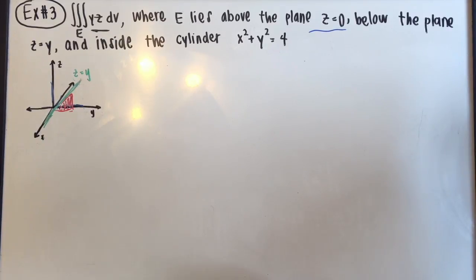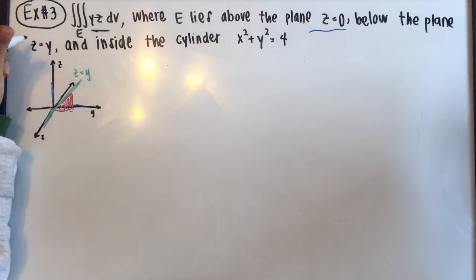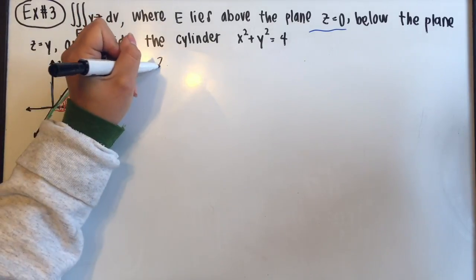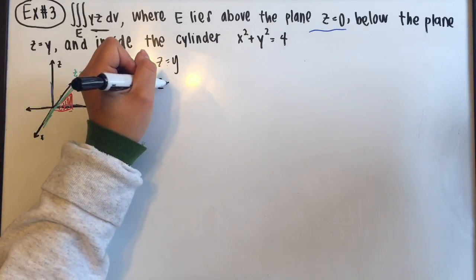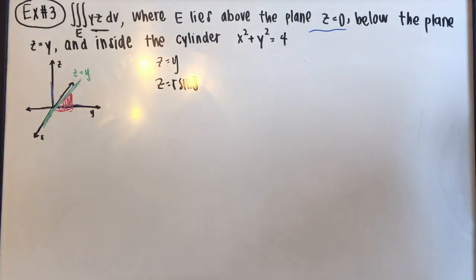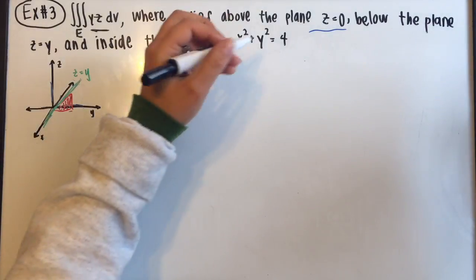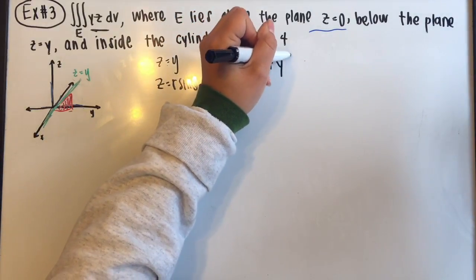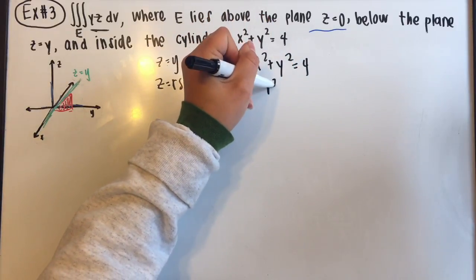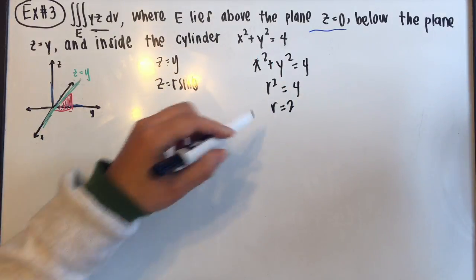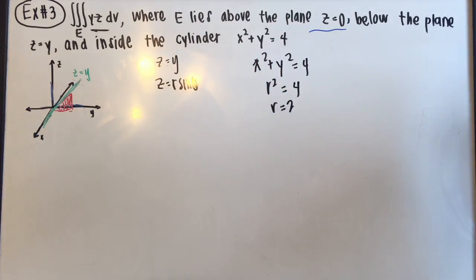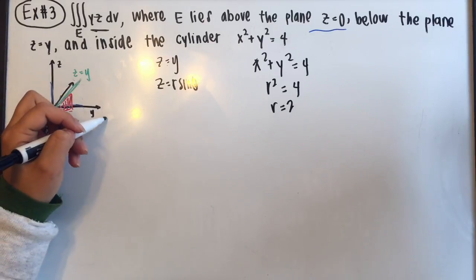Let's start converting, changing to polar coordinates. So we have that z equals y, right? So z equals y. Well, our y, changing it to polar coordinates, is simply r sine theta. Okay, and then we do our cylinder, which is r squared equals 4, so r equals 2. As we previously said, our radius would simply be 2. Okay, so now we get to do our limits.